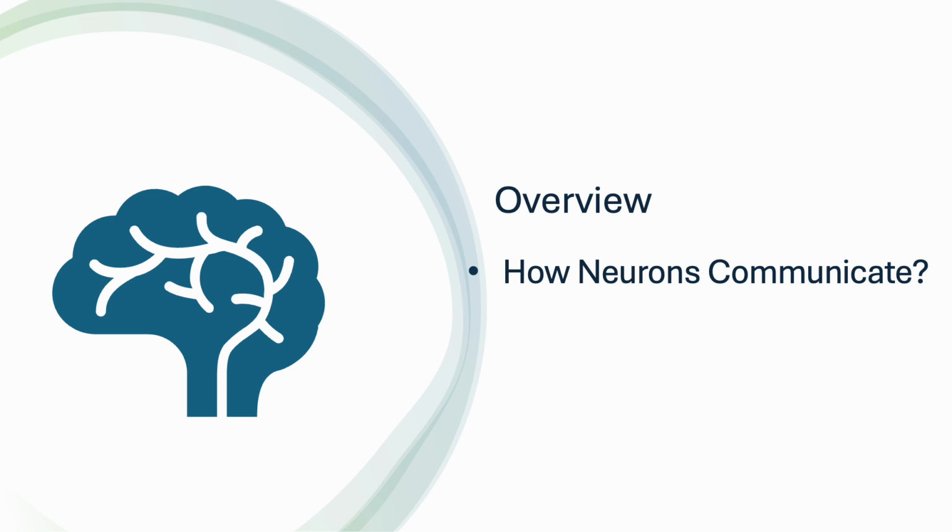So, in today's lecture, in first place, we're going to be giving a definition of what an action potential is. And then we're going to be going through all the process of an action potential with the goal to find out how neurons communicate. So, let's get started.